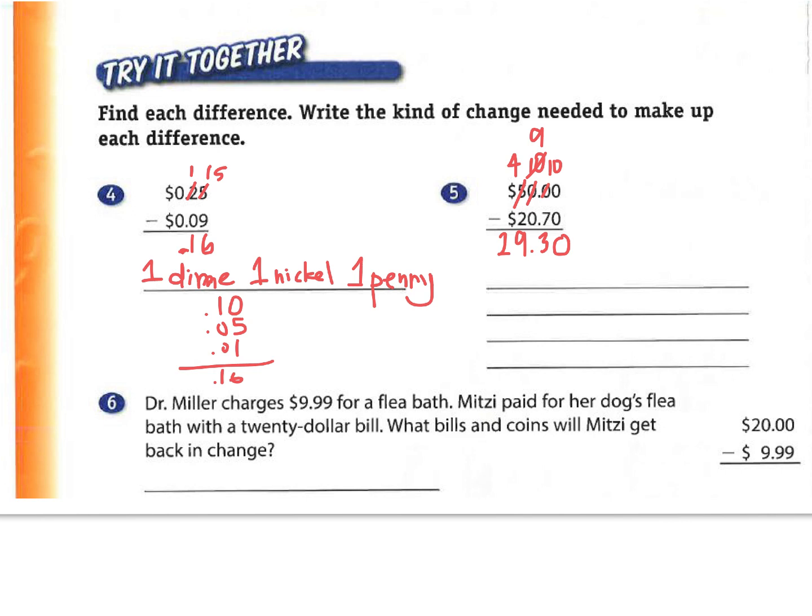$29.30. Well, $29, we for sure would need one $20 bill. So we have a $20 bill. We have $9, so we would need a $5 bill. We just need one $5, or 1 5. We'll say 1 5. And then to get to 9, we would need 4 ones.